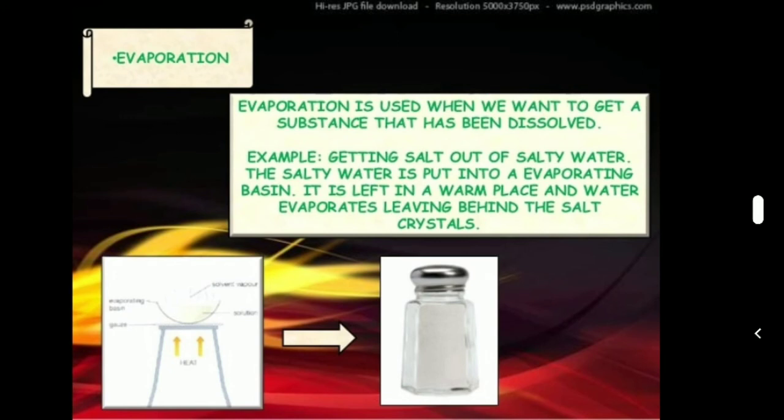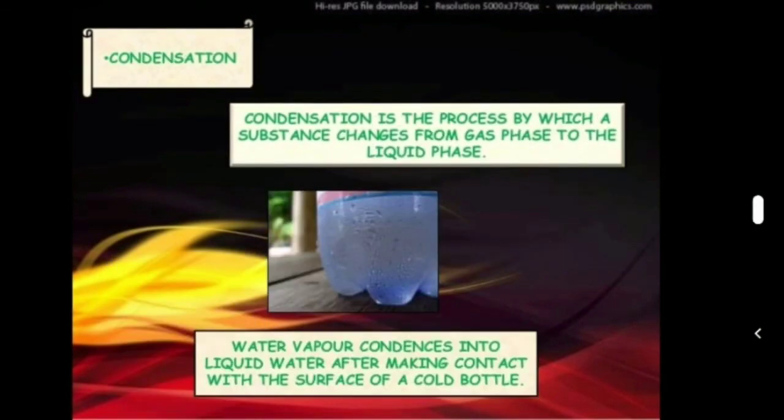Next process is evaporation. Evaporation is used when we want to get a substance that has been dissolved. For example, getting salt out of salty water. The salty water is put into an evaporating basin. It is left in a warm place and the water evaporates, leaving behind the salt crystals. This process is known as evaporation process.